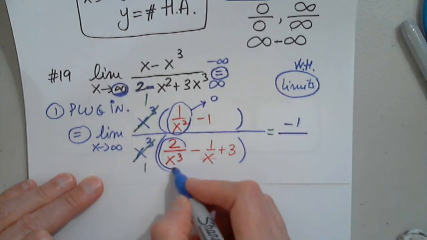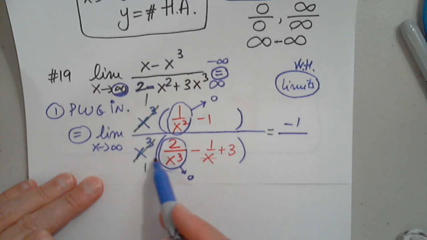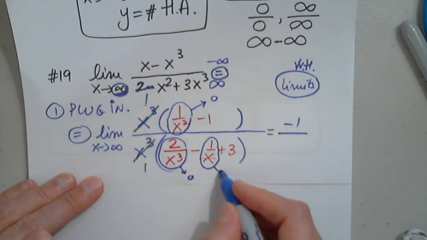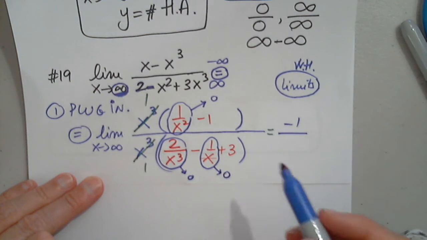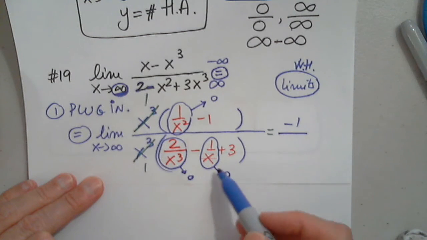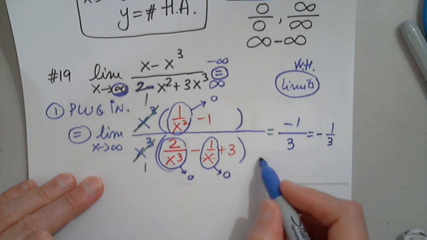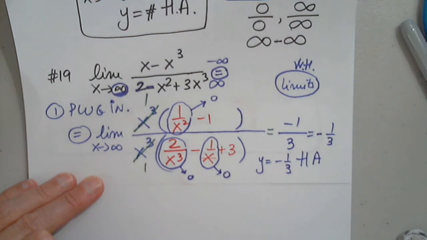Awesome. Where does this go? Zero. Very good. 2 divided by infinity to the third power. Where does this go? Also 0. Good. Where does this go? 3. So the answer is negative 1/3. We will conclude that y equals negative 1/3 is a horizontal asymptote.